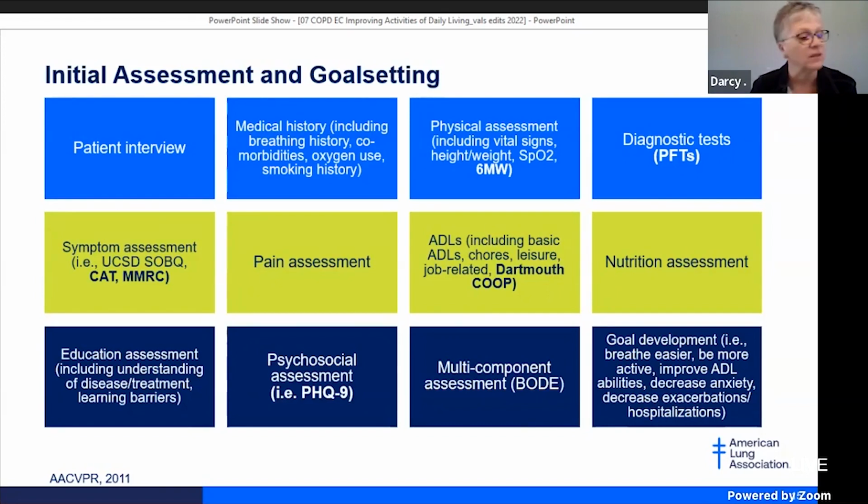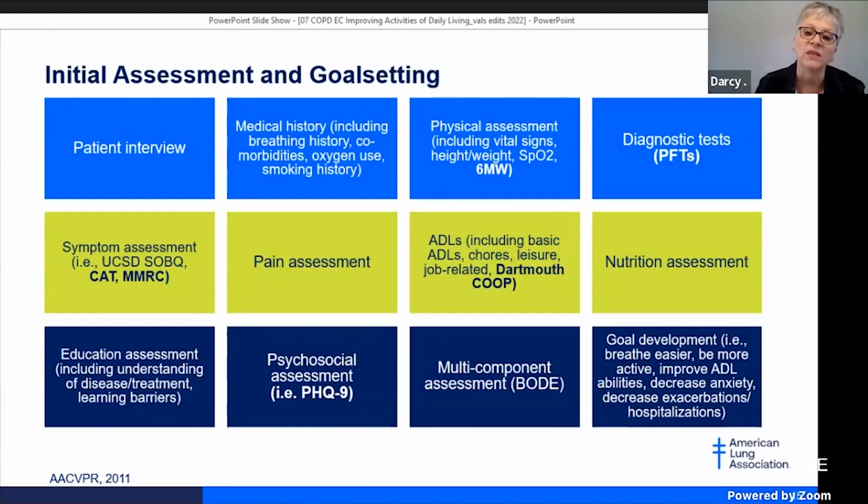Multi-component assessment, the BODE, B-O-D-E, and the BODE compares 4 components: BMI, FEV1, dyspnea using the MMRC, and exercise capacity. And this BODE is a strong predictor of mortality. And then we also look at the patient's perceived exertion and how that relates to maybe their 6-minute walk.